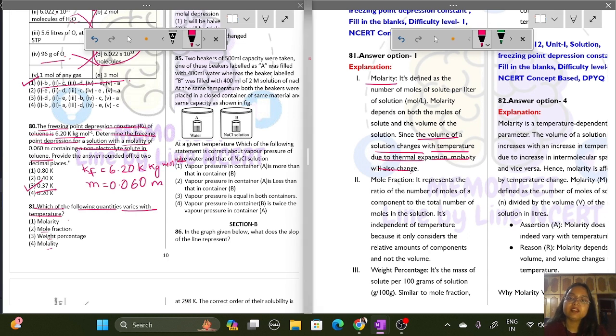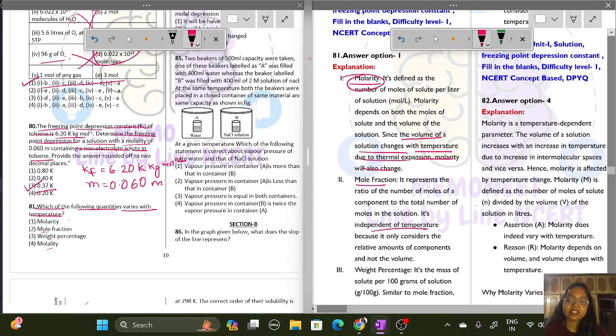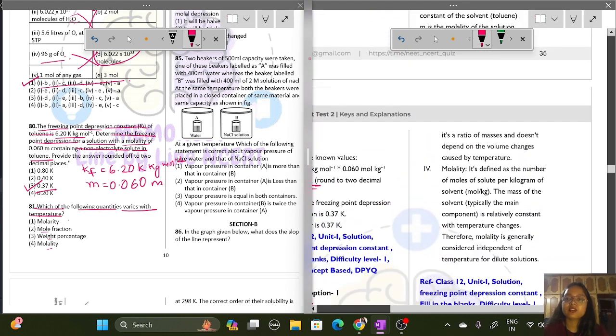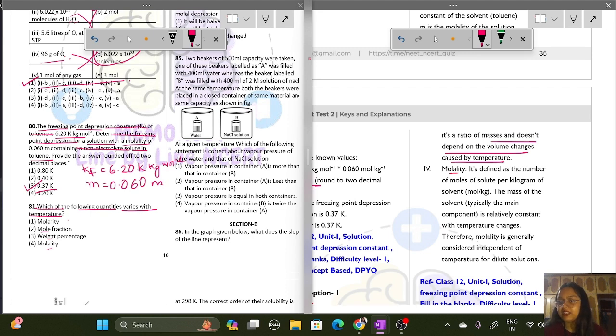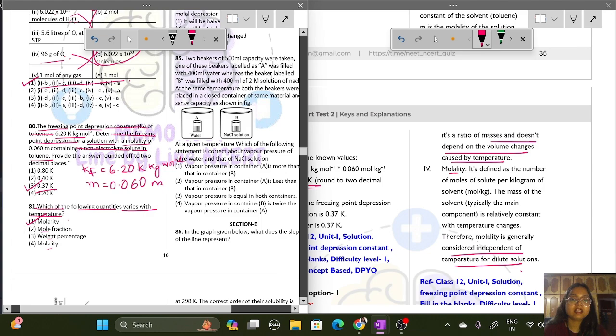Okay, molarity is dependent on the temperature. Let us see others also. Mole fraction is independent of temperature. Weight percentage is also not affected by the temperature, as it does not depend upon the volume change caused by temperature. And molality also is independent of temperature. So which is dependent on temperature? Only molarity. So option number 1 will be the correct option.